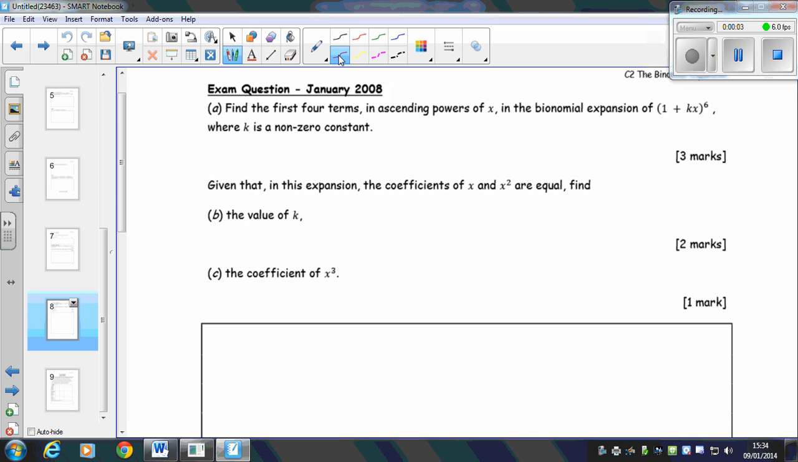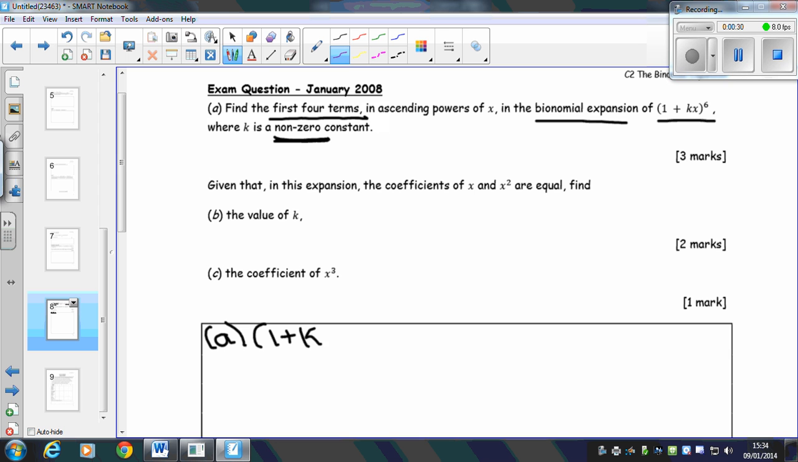C2, the binomial expansion, past paper question, January 2008. In this first part, we have to find the first four terms in ascending powers of x of the binomial expansion (1 + kx)^6, where k is a non-zero constant. So, part a.